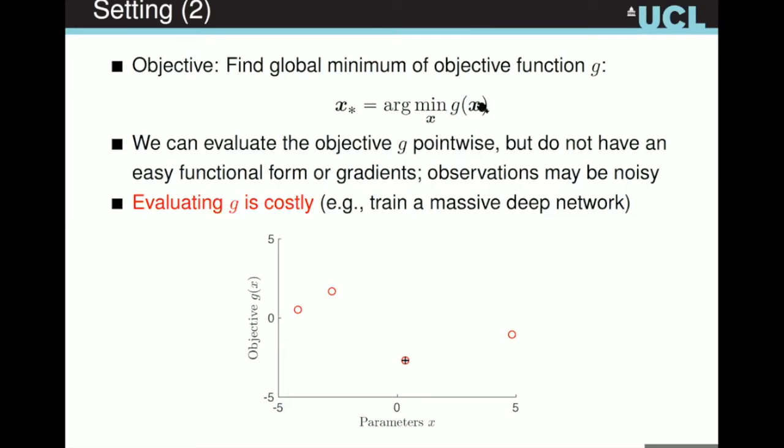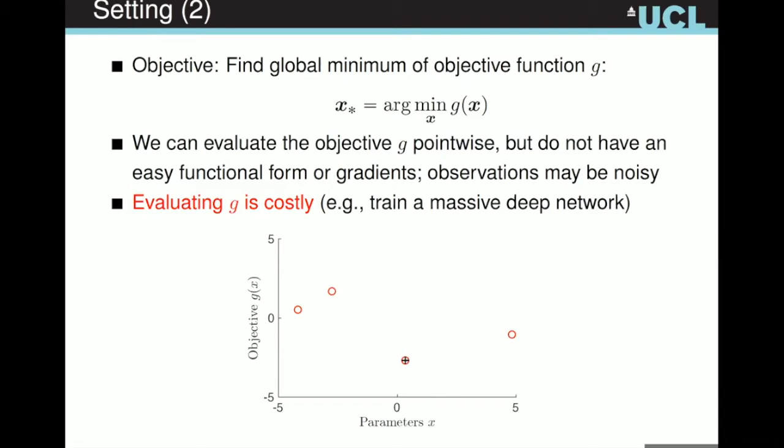If we pass in a parameter x, we can evaluate this, but we don't have an easy functional form or gradients, and observations can also be noisy. We are interested in finding the global optimum if possible. Normally, if you run gradient descent, you would end up in a local optimum. We are interested in finding a global optimum.